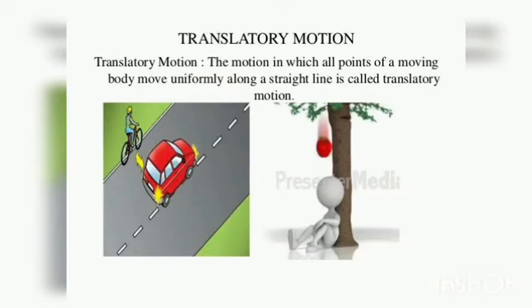So children, here in this picture we can see the definition of translatory motion. The motion in which all points of a moving body move uniformly along a straight line is called translatory motion. See children, the car is moving in a straight line. All the parts in that are moving. Okay. Here the apple which is falling from the tree. So if you observe these two, then you can clearly understand what is a translatory motion. The motion in which all points of a moving body move uniformly along a straight line is called translatory motion.